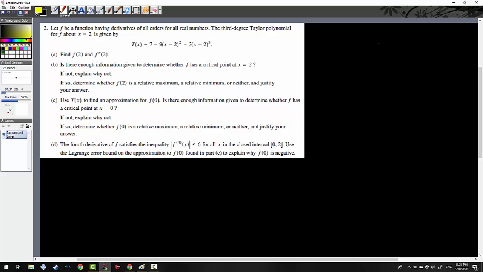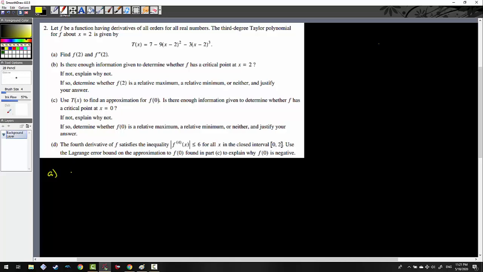The question reads, let f be a function having derivatives of all orders for all real numbers. The third degree Taylor polynomial for f about x equals 2 is given by that thing. In part A, we were being asked to find f of 2 and f double prime of 2. So pretty straightforward right now.